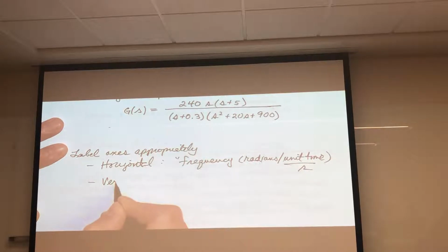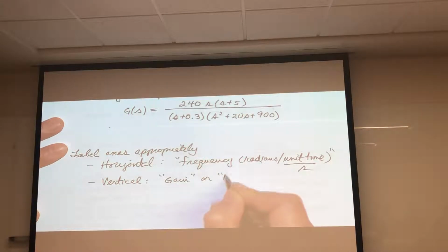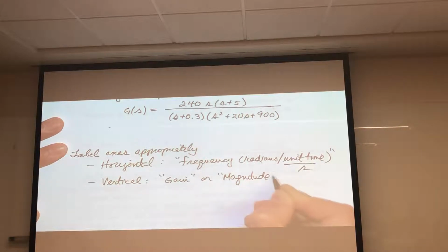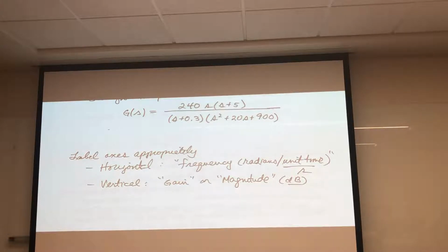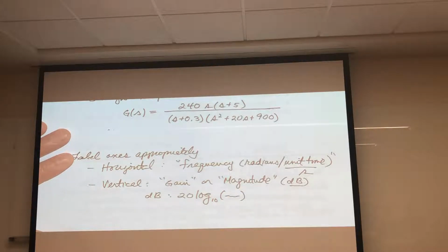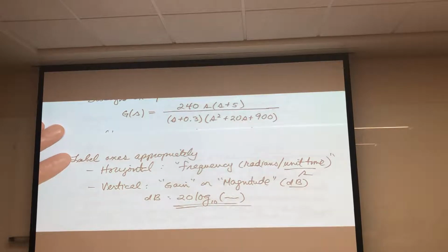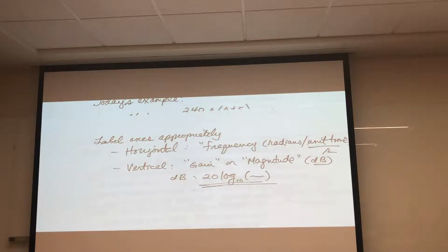Vertical axis, we're going to call it something like gain or magnitude, and the units are going to be this. Technically, it's not like a unit. It's just 20 times the log. Okay, so remember dB in this course is 20 times the log base 10 of whatever gain it is that we're dealing with. So this is our definition of dB in this class. Okay. So we've got our basic factors, and we label our axes. So let's go ahead and do that this morning.